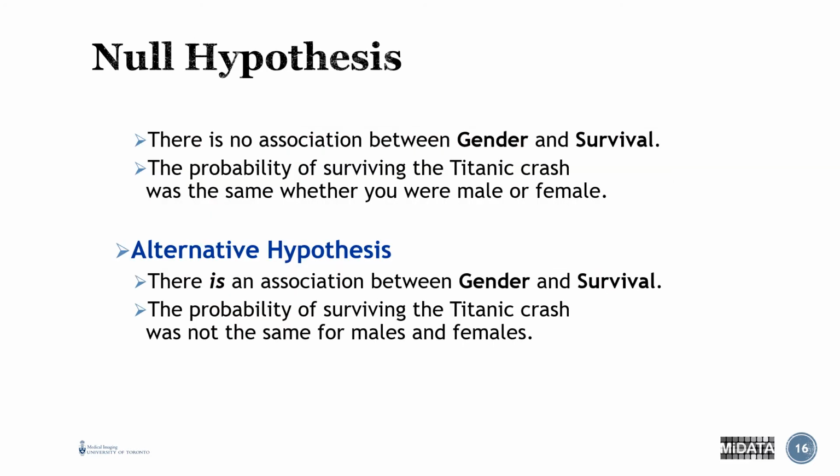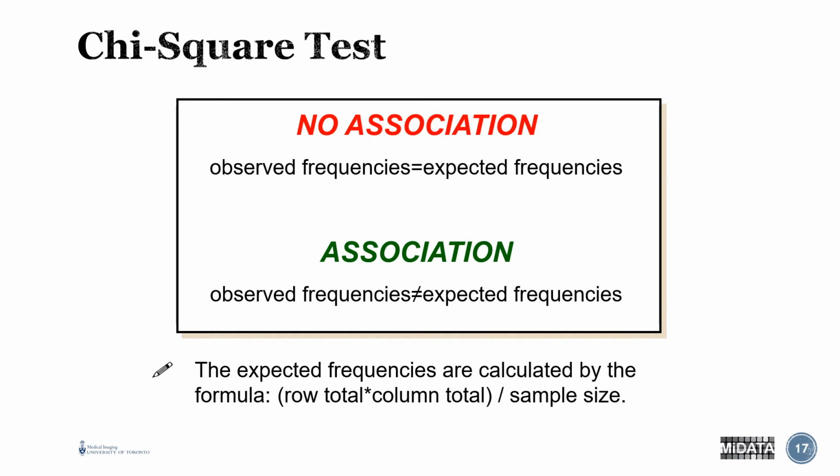So the null hypothesis is, of course, that there's no association between gender and survival. The probability of surviving the Titanic crash was the same whether you were male or female. The alternative hypothesis is that there is an association between gender and survival, and that the probability of surviving the Titanic crash was not the same between the males and the females. So how would you test to see whether or not this association was due to chance alone?